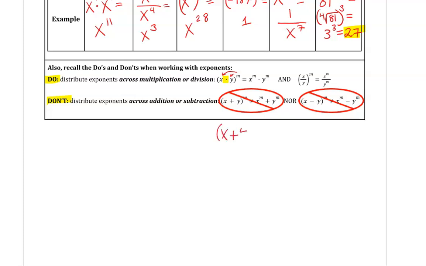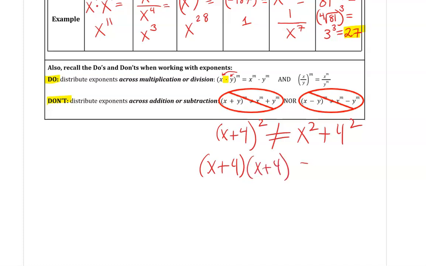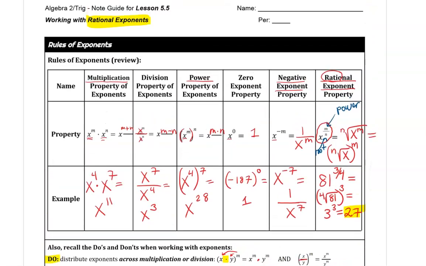So for example, if you have x plus 4 squared, that does not and never will equal x squared plus 4 squared. It doesn't work that way. When you have what we call a binomial raised to a power, you would have to just multiply that binomial to itself that many times. And then that would obviously equal something different. So just remember that. Don't distribute exponents across addition, subtraction, only across multiplication and division. And so if you stick to these rules, you should be good to go with skill 5.